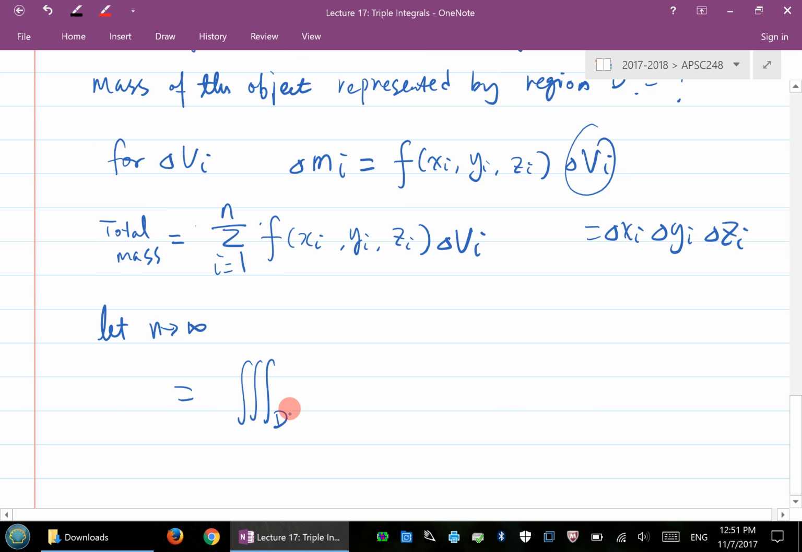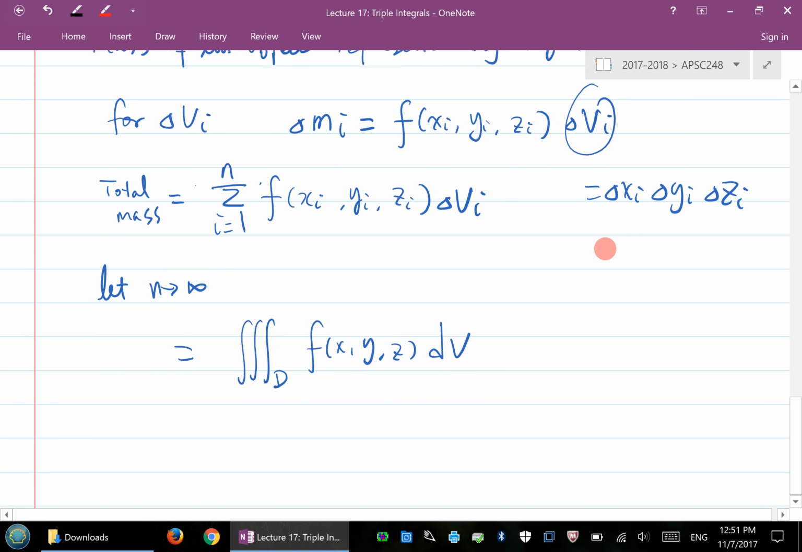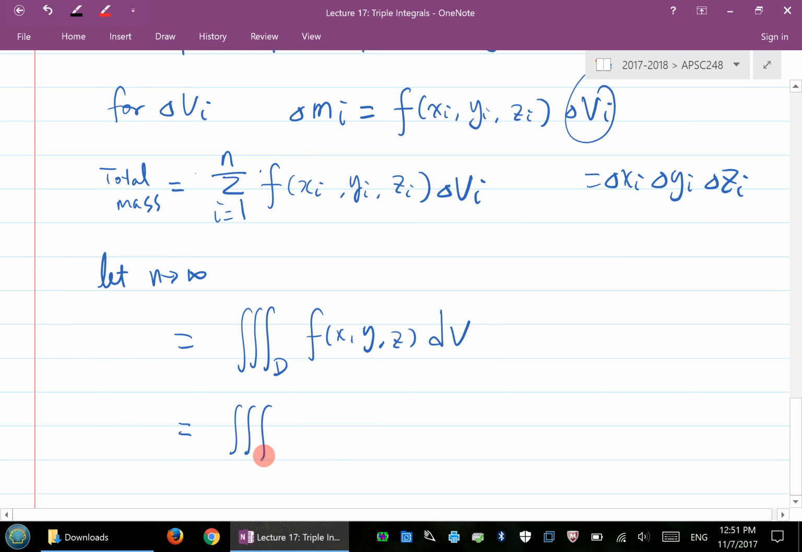So this one basically becomes the density function inside this region D, and you integrate this function and dV, right? The delta becomes a straight d. If we want to write it a little more specific, this dV is dx, dy, dz. So that's the total mass. So you got the total mass for a 3D object using a triple integral, basically.